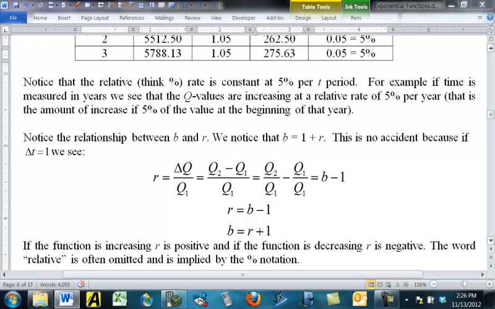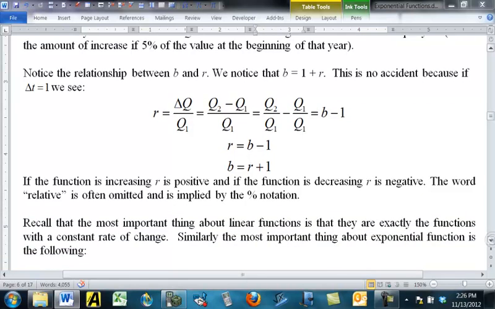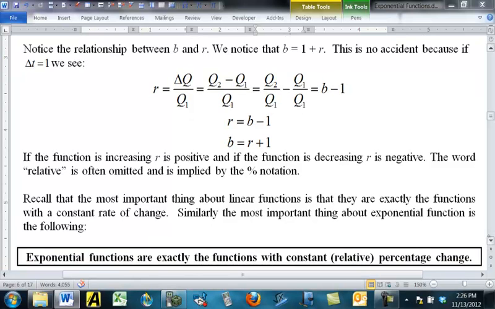Oftentimes the word relative is omitted, and it's implied by the percentage notation. So if you say it's going up by 5% a year, that is implied that it's 5% of what it was the previous year, which is actually a relative rate. By the way, you also have to know whether it's increasing or decreasing. If it's increasing, that rate is positive. If it's decreasing, that rate is negative. So if it says, for example, it's depreciating, you have to know that that means it's a negative R, whereas appreciating would be a positive R.